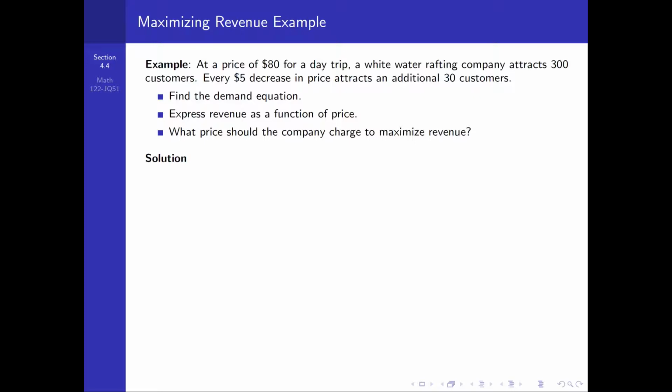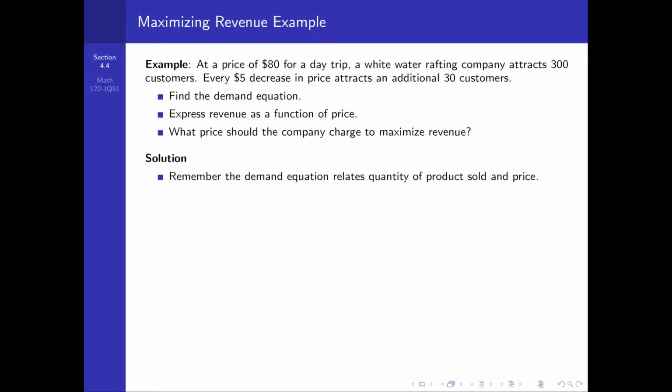The first thing we want to do is find the demand equation. The second thing is to express the revenue function as a function of price. And the third thing is to figure out what price the company should charge to make revenue as big as possible. So we're going to find that revenue function from the second step, and then in the third step, we're going to take the revenue function and we're going to find the global maximum. We're going to maximize it.